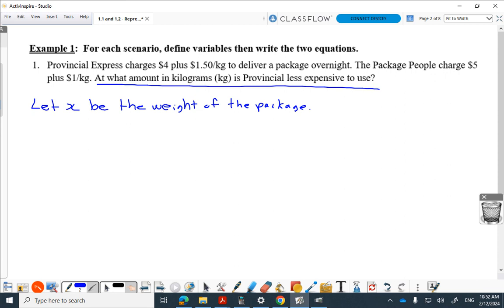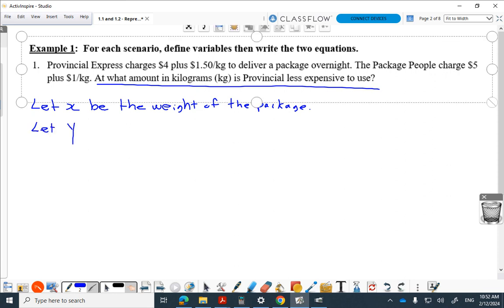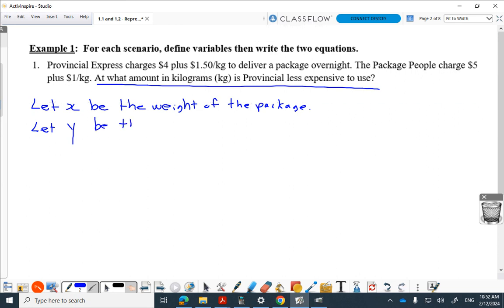So once I know the weight of the package, what am I going to find out using that? What's the real important thing I want to know about this situation? What's that? Yeah, the amount of money. So that's the other let statement. So all through this chapter, we're going to do lots of equations where there's two things in the situation. One that we're going to plug in, the independent one, and then one that we're going to get an answer for, which is the dependent one. And I used x and y, but we'll have some freedom there. We don't have to use x and y. So y be the cost.